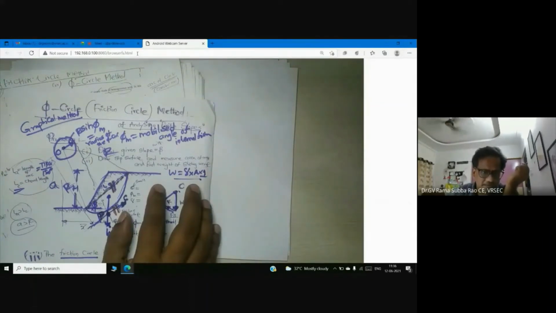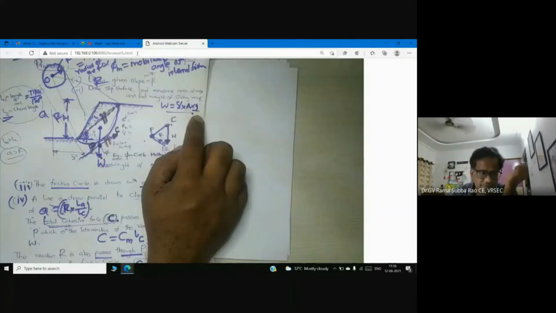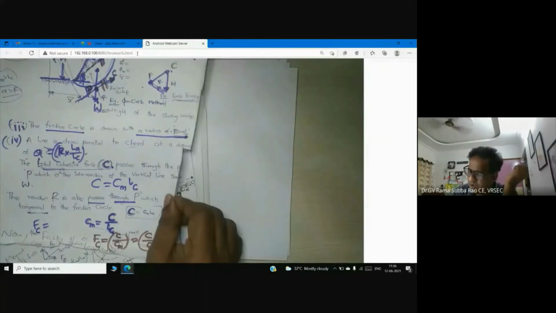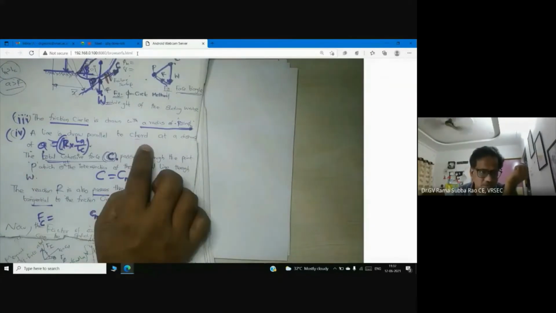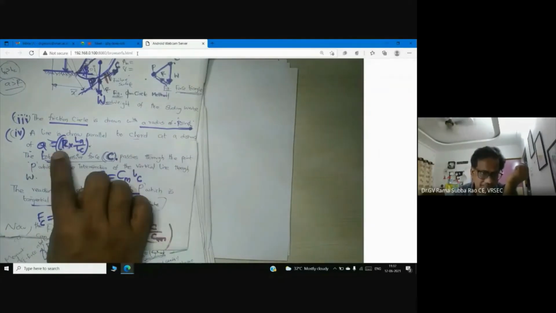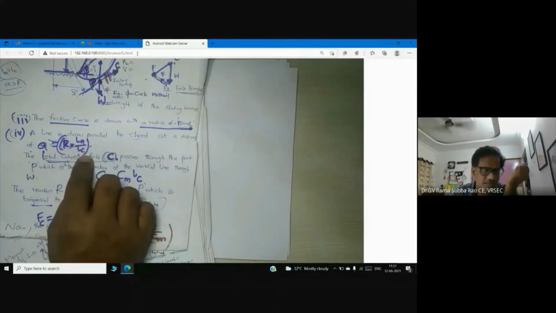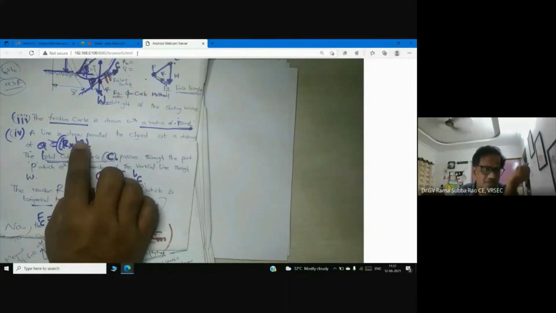After getting the weight, what we have to do now is draw a line parallel to the chord, at a distance of small a. Small a is equal to capital R into LA by LC. Now you can ask me, sir, what is capital R? R is the radius of the circle. LA is the length of the arc. LC is the length of the chord.